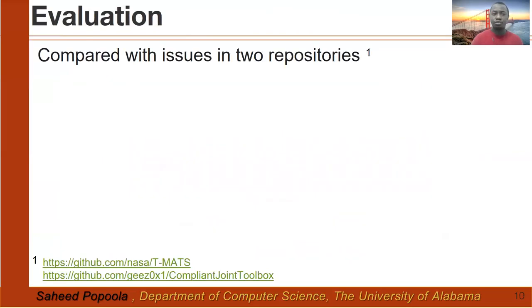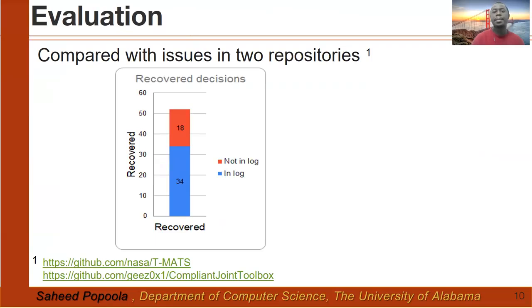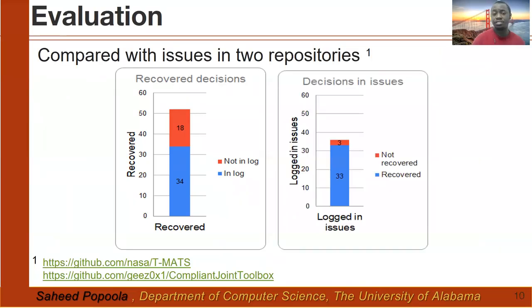So to evaluate my approach, I compared the result I get with the issue logs in two repositories. I found out that I was able to recover a larger percentage of the design decisions. I covered more than 50 design decisions. Out of those 50 design decisions, about 34 of them were actually discussed in the issue logs.